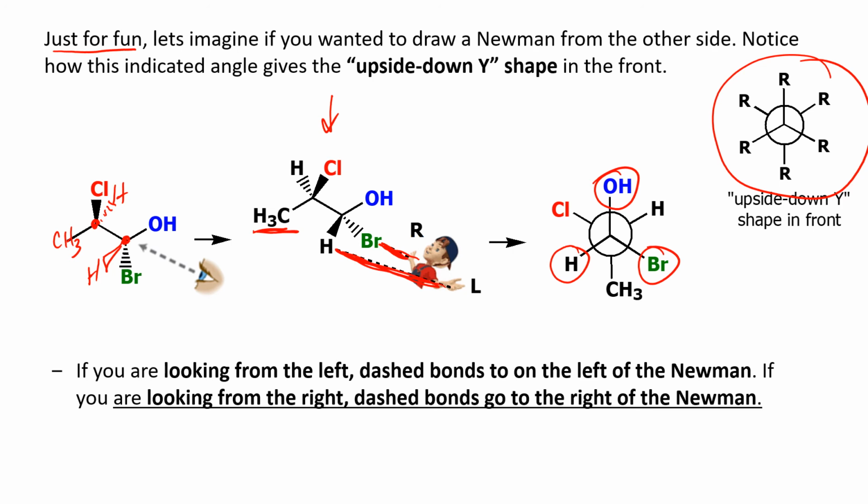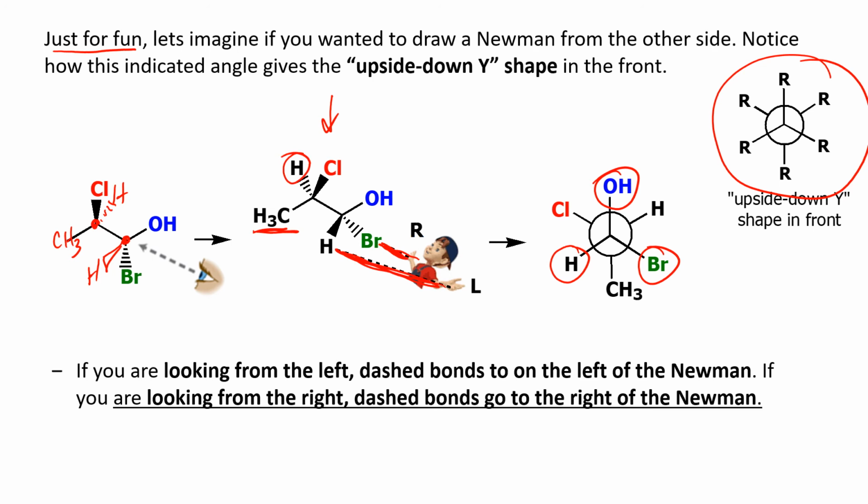So again, if you're looking from the left, dash bonds will be on the left. If you're looking from the right, the dash bonds will be on the right. Now we're looking from the right. Let's apply this to the back carbon. Looking from the right side, our dash will be on the right.